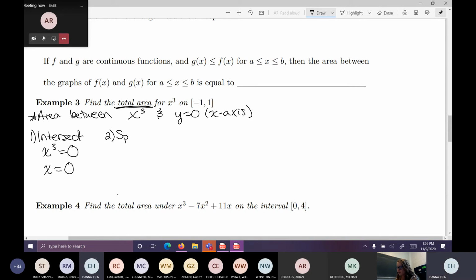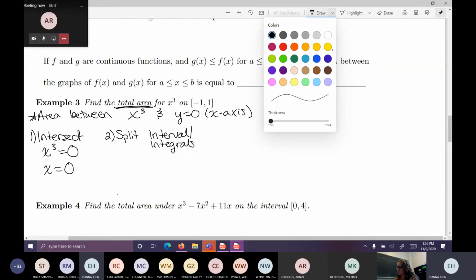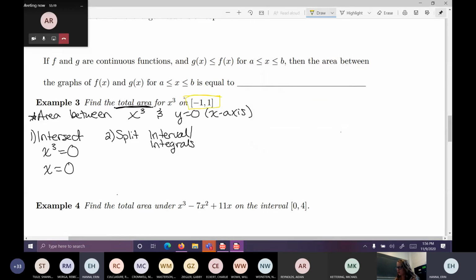Then we need to figure out if we're going to split the interval, which will also split the integrals. This is where I start confusing my words interval and integral, so I need to be really careful. So essentially, we're going over -1 to 1, because we're told to do that. Now, x equals 0 is in that interval.